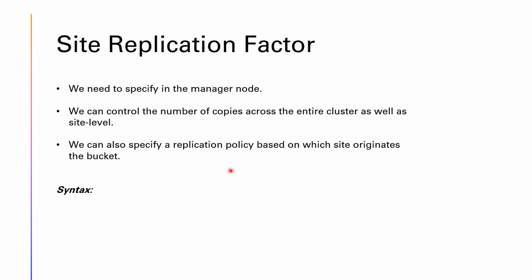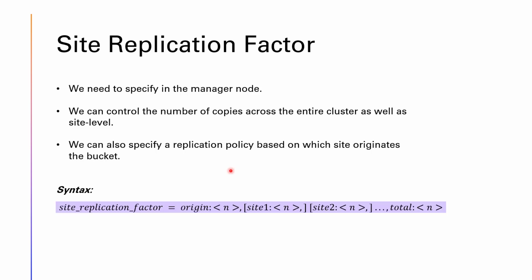So in terms of syntax, it looks something like this. In the servers.conf, it will be something like this, site replication factor. Now if you see, this is the syntax over here. There are three things: one is called the origin, another is called the total, and another is the site names. Among these three, the origin and the total are mandatory. The rest of the stuff is optional.